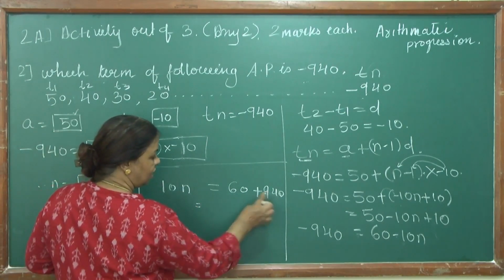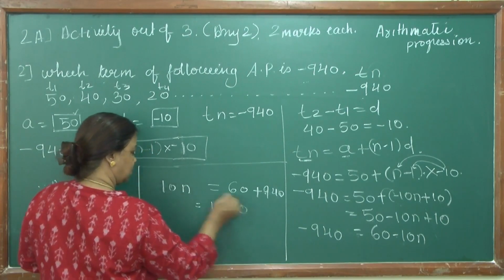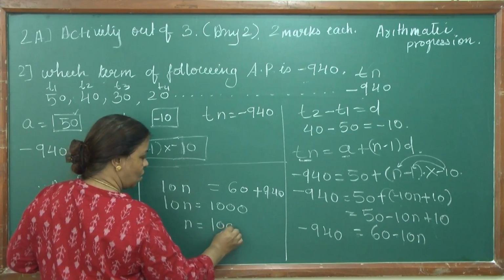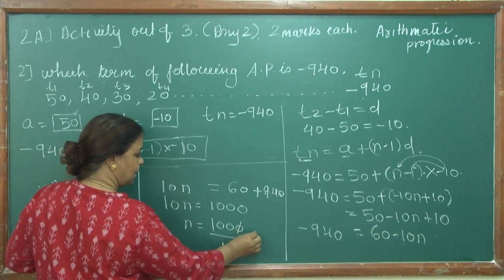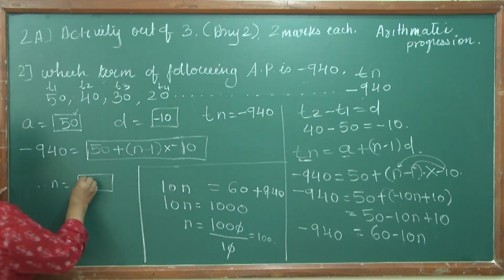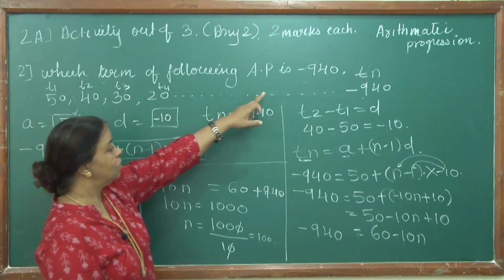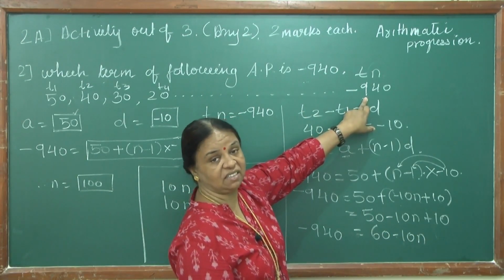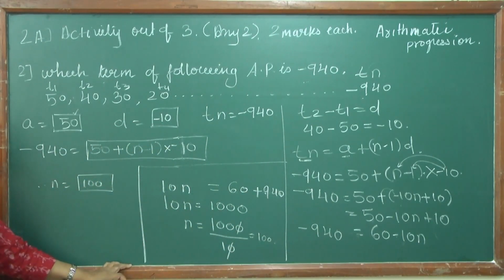Now 940 plus 60 is how much? 1000. So 10n equals 1000, n is equal to 1000 upon 10, the zeros cancel, is equal to 100. So n is equal to 100. What is the number of this term? This term's number is 100. So the 100th term is minus 940. You can pause the video and solve this.